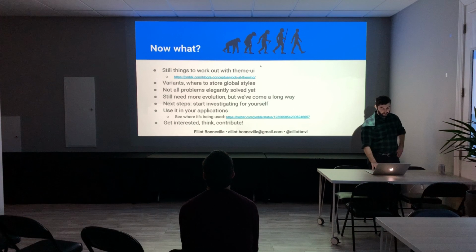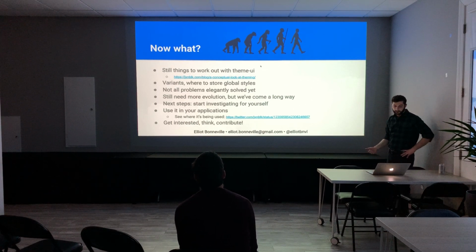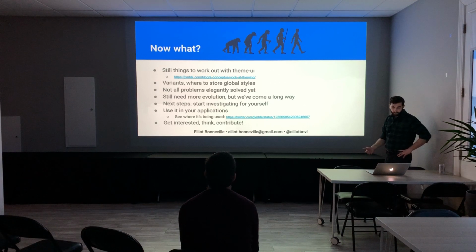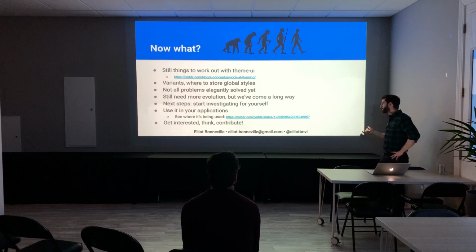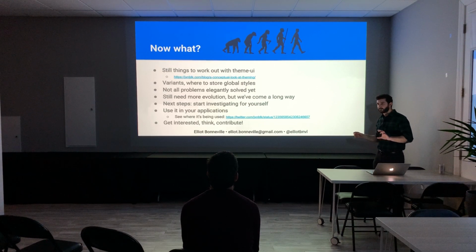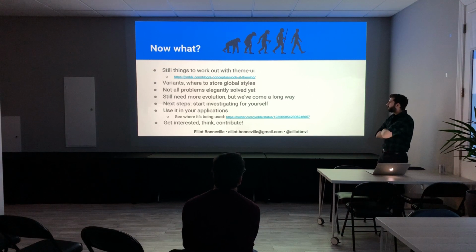So what's next? I mentioned there are some things that we still have to work out with Theme UI. Brent Jackson wrote this great post on what is still missing and what could be improved. One of those things is variants, and I could dive more deeply into why that's not necessarily the best solution. The gist of it is that it creates global variables again, which is what we created all this stuff to get away from, because global isn't the answer. There's still more thought needed, but we've come a long way.